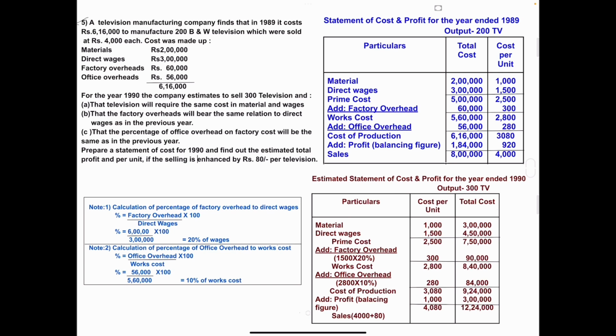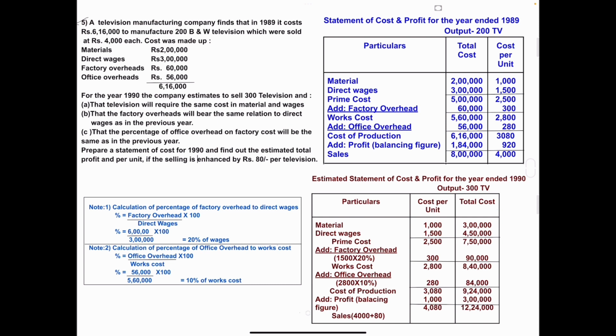Problem number 5. A television manufacturing company finds that in 1989 it cost rupees 6,16,000 to manufacture 200 black and white TVs which were sold at rupees 4,000 each. Cost was made up of material 2 lakh, direct wages 3 lakh, factory overhead 60,000, office overhead 56,000. Total is 6,16,000. For the year 1990, the company estimates to sell 300 televisions and point A, the television will require the same cost in material and wages.